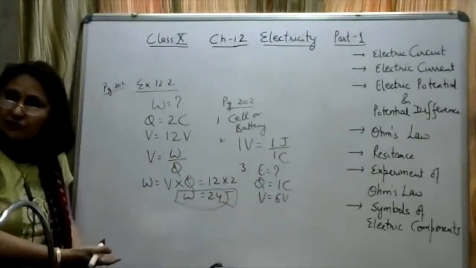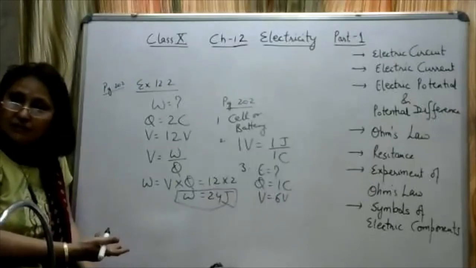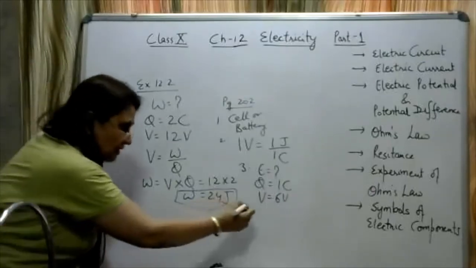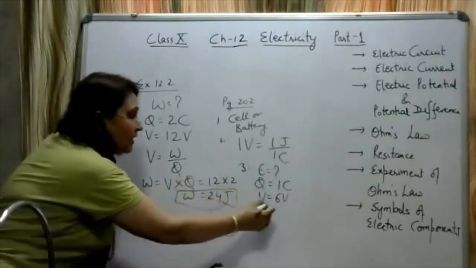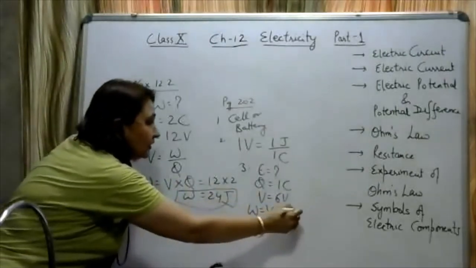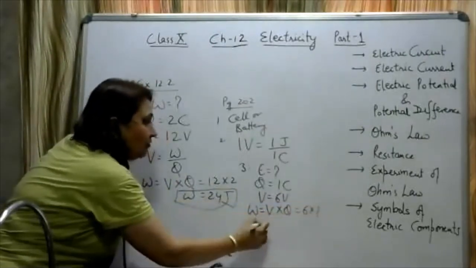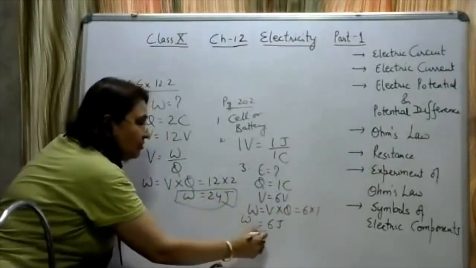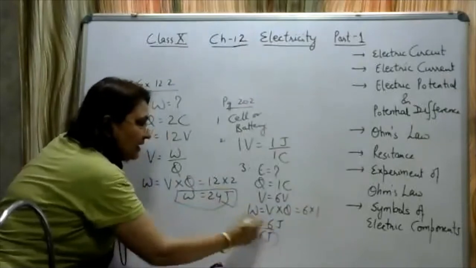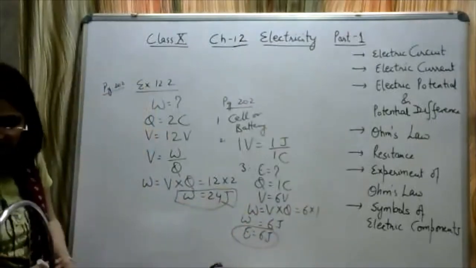So let us find out the work done. Work done is equal to the energy spent. So here the work done is equal to V into Q. That is 6 into 1. Work done is equal to 6 joule. And this work done is equal to the energy spent. And hence the energy is equal to 6 joules.